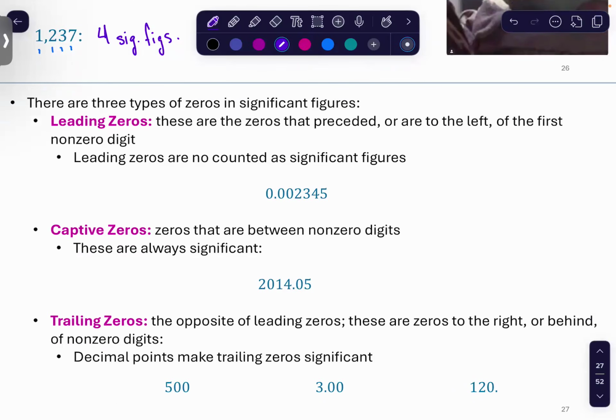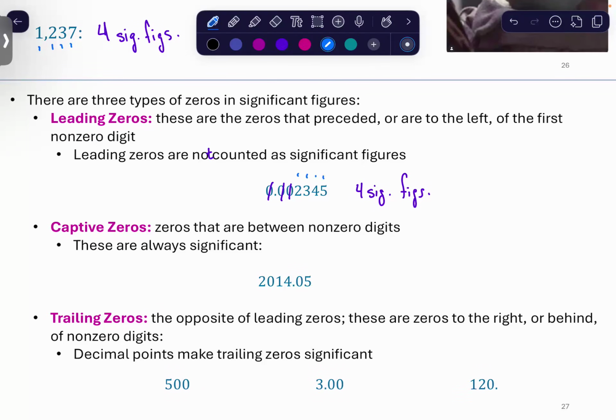But then we have to think about how to deal with zeros. There are three types of zeros when dealing with significant figures. There's leading zeros, and those are going to be zeros that are to the left of your number or precede non-zero integers. So they are not counted as significant figures. So if we look at 0.002345, this has four significant figures because we don't count those three zeros. And then we have 1, 2, 3, 4.